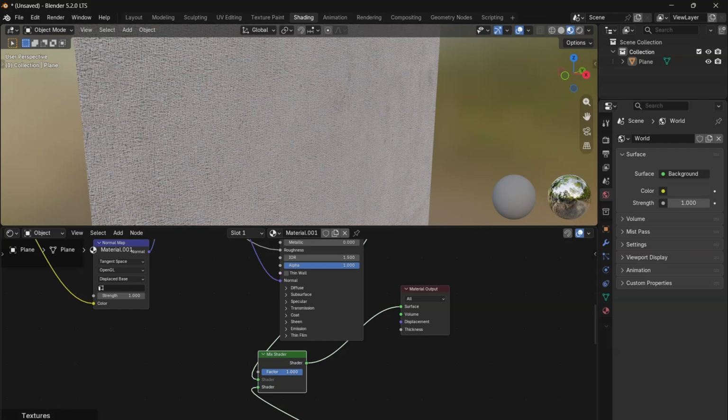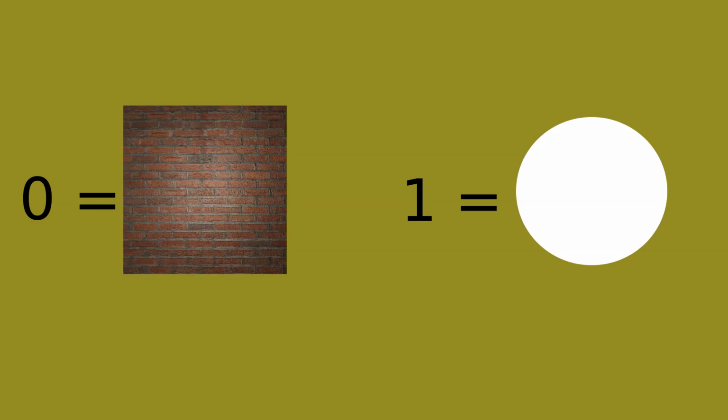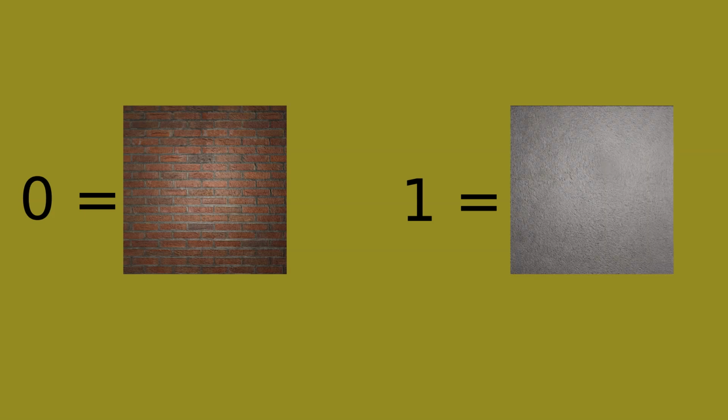If we make it 1, then it's all the plaster texture, and if we make it 0, then it's all the brick texture. And also 0 equals black and 1 equals white. So when we added both shaders, it made the brick one 0 and the plaster one 1. That means that the brick one is black and the plaster one is white.